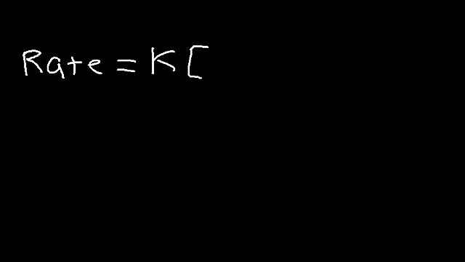The rate law for an E1 reaction is: the rate of the reaction is equal to the rate constant K times the concentration of the substrate. So the overall order for an E1 reaction is first order. You can see the 1 on top. So it's a unimolecular reaction.